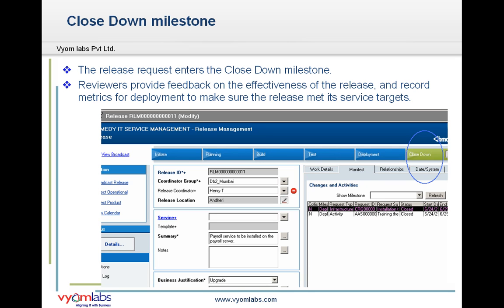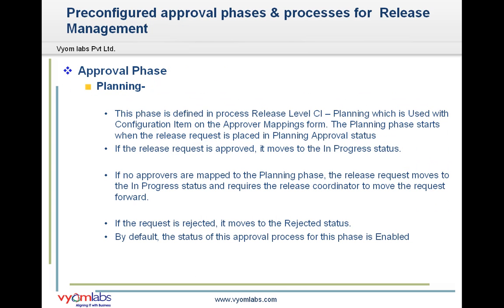So up till this point, we have seen different milestones in a release request and understood the roles and responsibilities performed at each milestone. So now we'll be moving ahead with the different default global approval processes for the release management. In this release management, we have 6 different approval phases defined as per the 6 milestones.